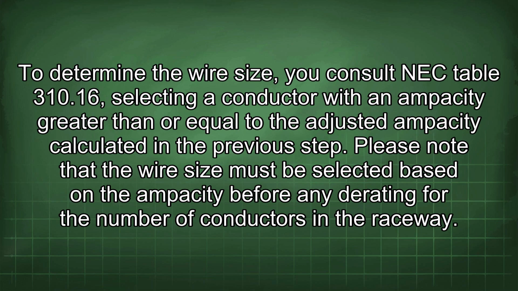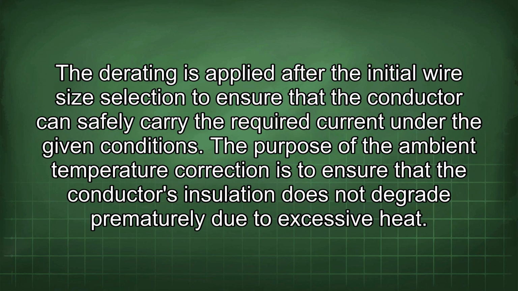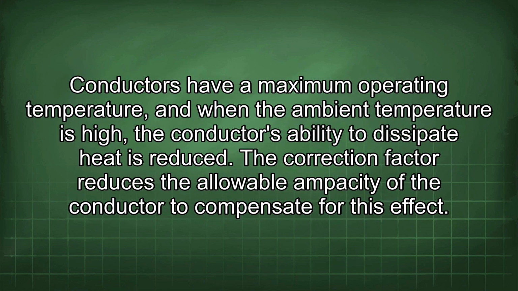Please note that the wire size must be selected based on the ampacity before any derating for the number of conductors in a raceway. The derating is applied after the initial wire size selection to ensure that the conductor can safely carry the required current under the given conditions. The purpose of the ambient temperature correction is to ensure that the conductor's insulation does not degrade prematurely due to excessive heat. Conductors have a maximum operating temperature, and when the ambient temperature is high, the conductor's ability to dissipate heat is reduced. The correction factor reduces the allowable ampacity of the conductor to compensate for this effect.